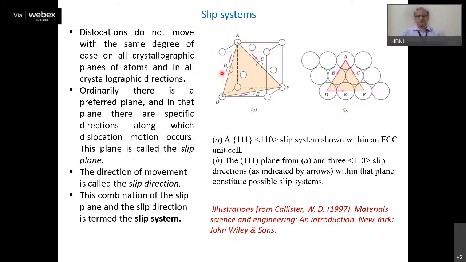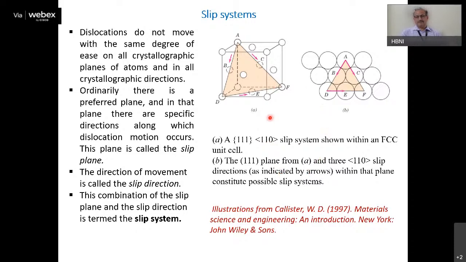For example, in this case, you see this FCC lattice. In the FCC lattice, your highest atomic density is in this 111 plane. And in this 111 plane, you have the nearest neighbor in this 110 direction. So if you consider a slip system, basically this slip plane and slip direction form the slip system of the crystalline system, whatever we are considering. In this case, we have slip systems defined by this 111 plane and 110 direction.